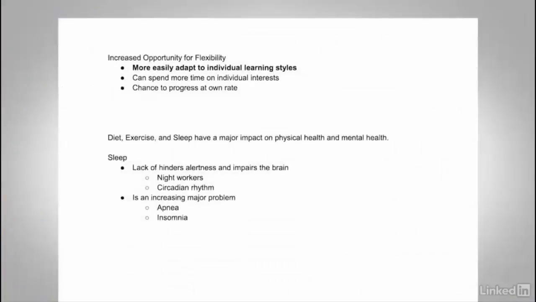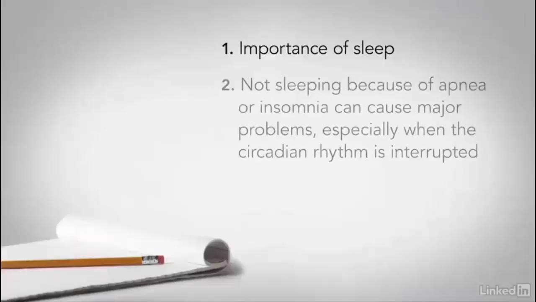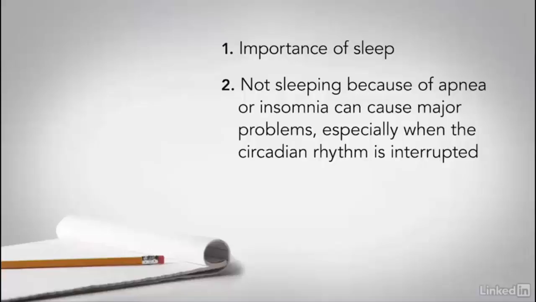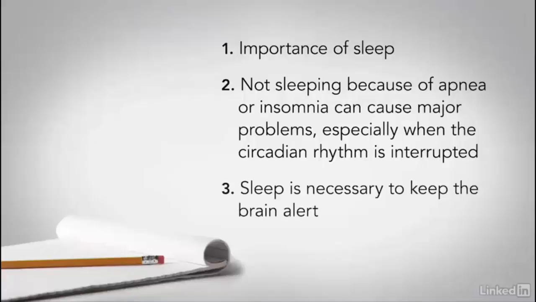Now let's look at the diet, exercise, and sleep example. Diet, exercise, and sleep have a major impact on physical health and mental health. Which of these would be the best topic sentence for the sleep portion of the paper? Importance of sleep? Not sleeping because of apnea or insomnia can cause major problems, especially when the circadian rhythm is interrupted. Or sleep is necessary to keep the brain alert.